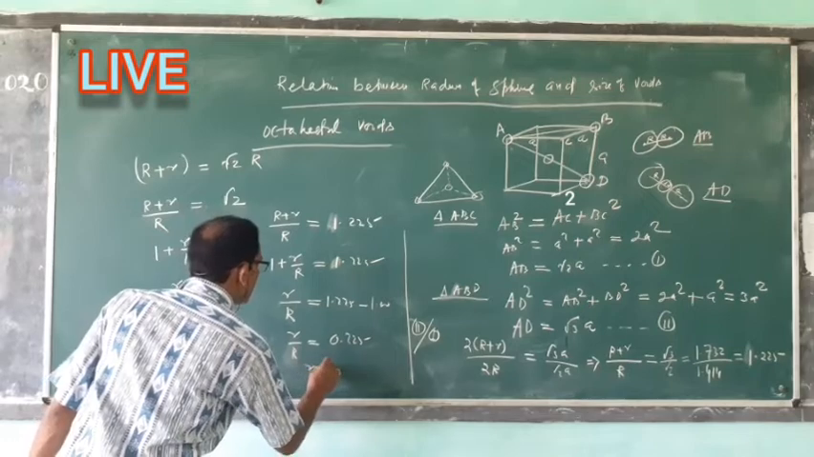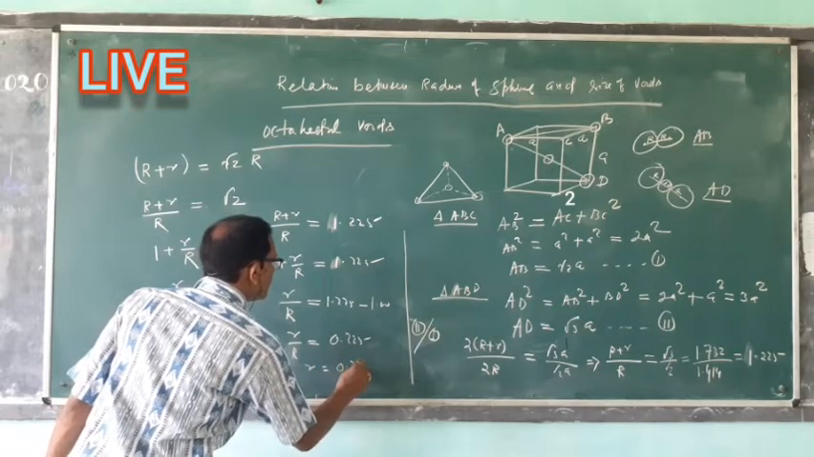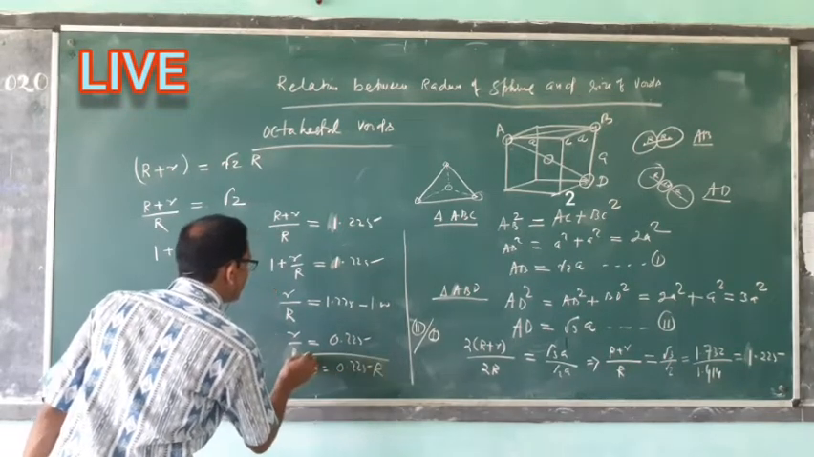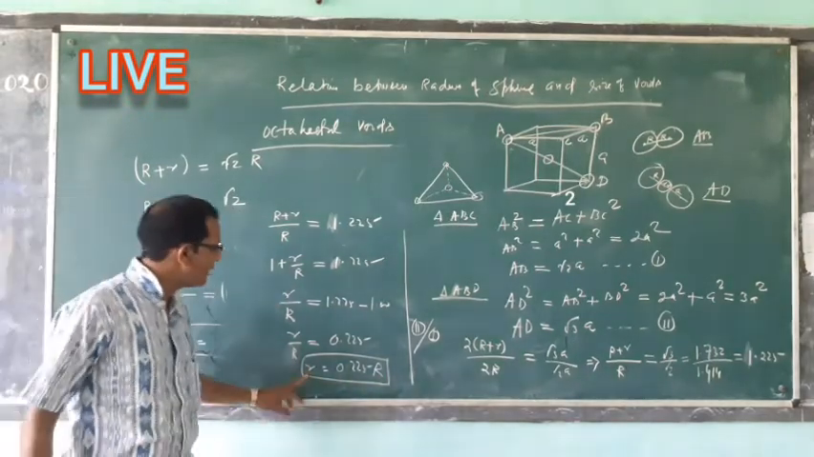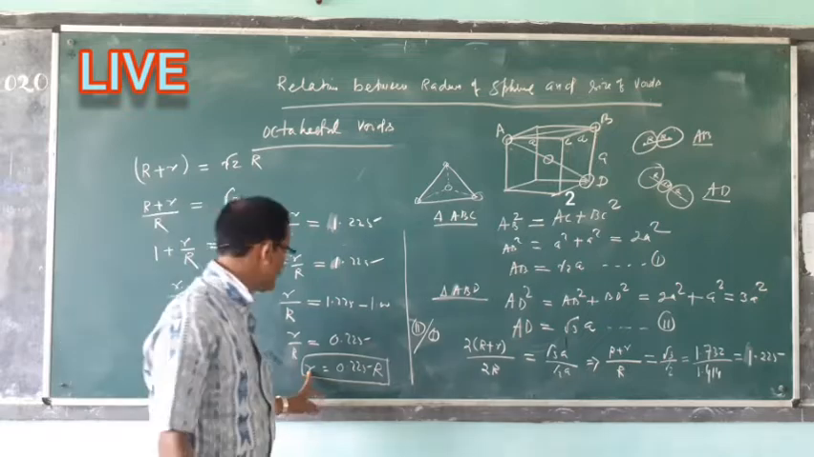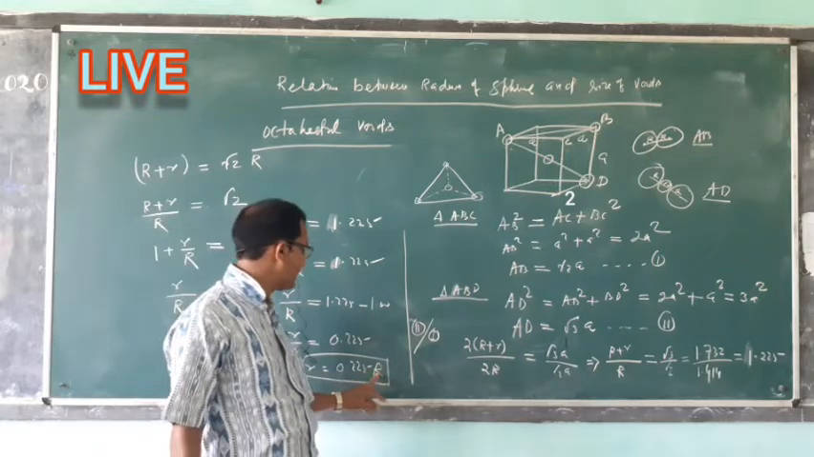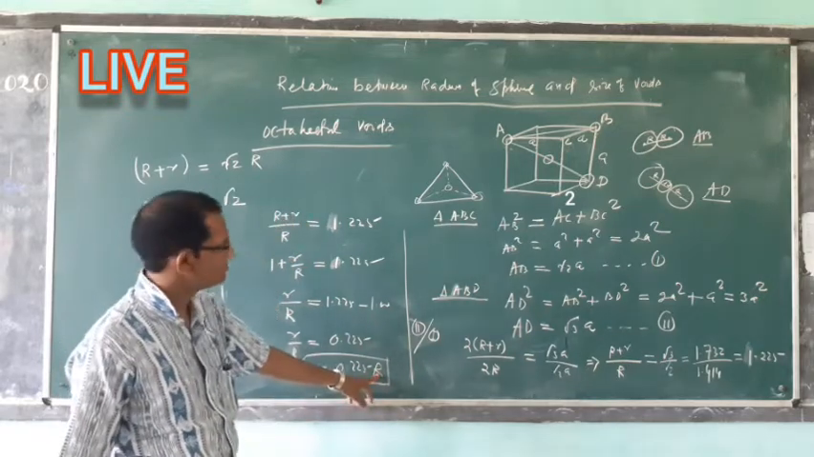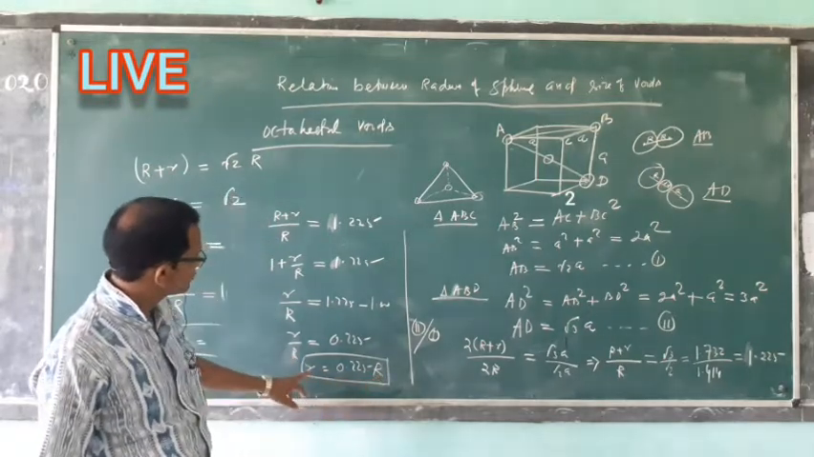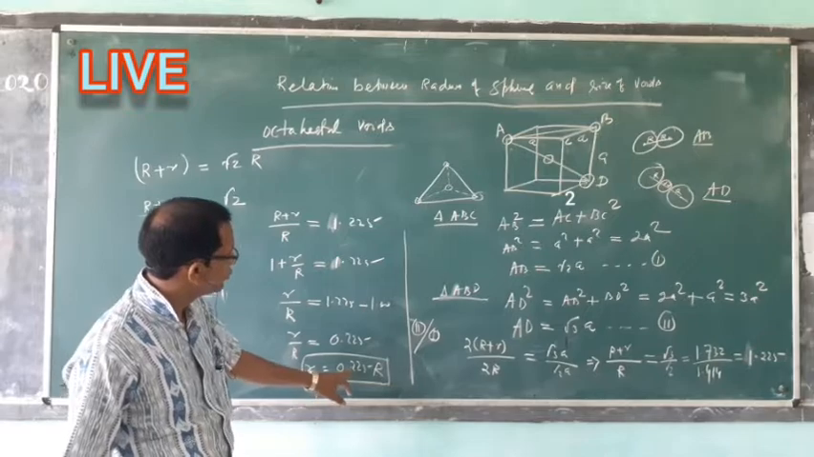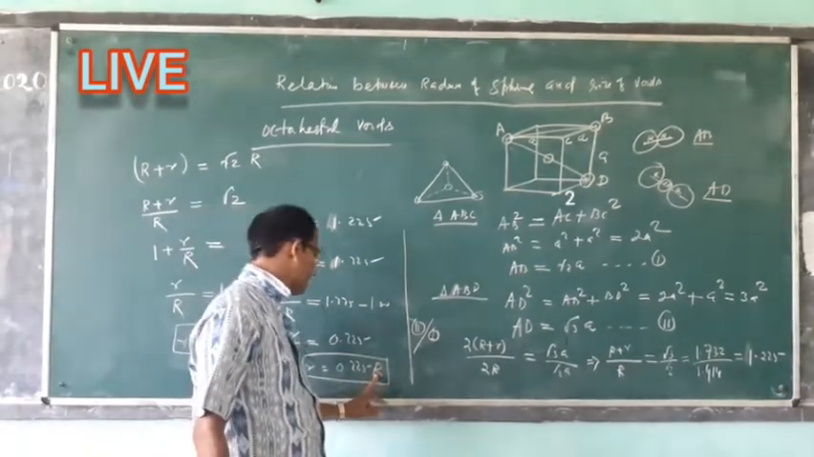Now small r is equal to 0.225 capital R. So this is the relation. Small r is the size of voids and capital R is the radius of spheres. So small r is equal to 0.225 capital R.